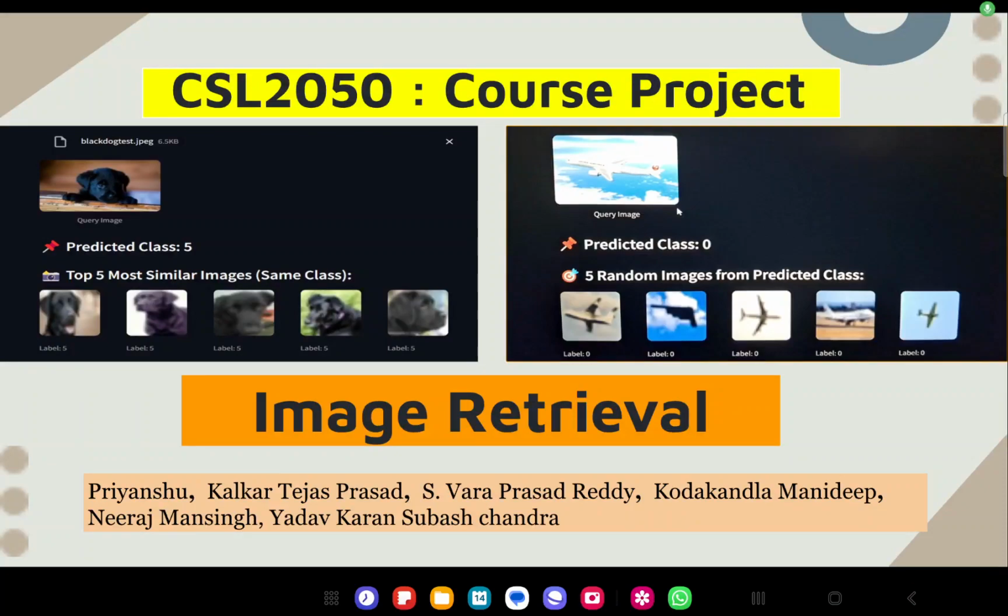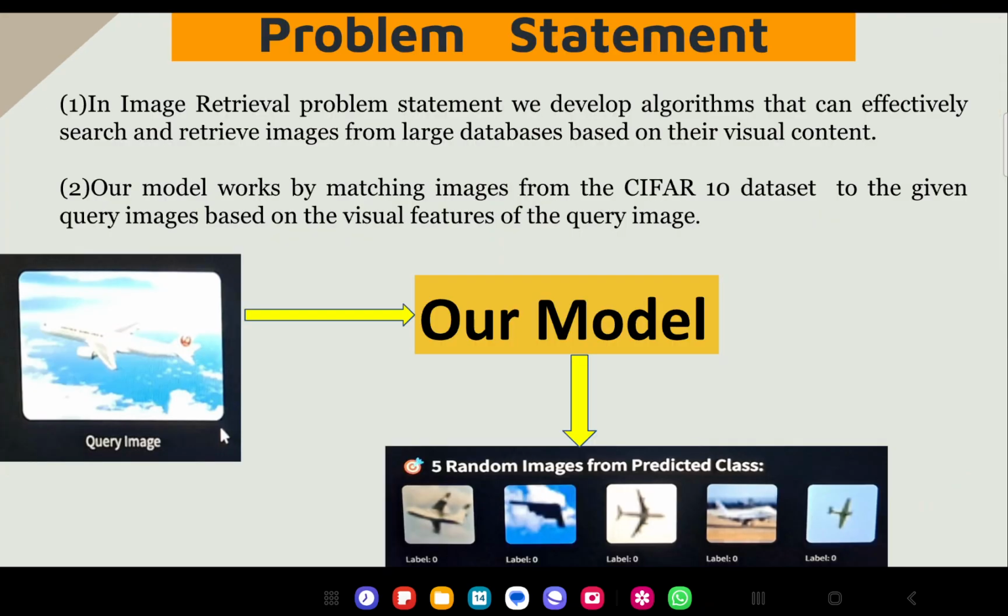I'm Neeraj Mansingh and this is our PRML project. We have worked on the CIFAR-10 dataset to create an image retrieval system. The problem statement was simple. Given a query image, our model retrieves 5 random images that are the most similar to the query image. For example, here we see an aeroplane and the 5 aeroplane images retrieved from the CIFAR-10 dataset.